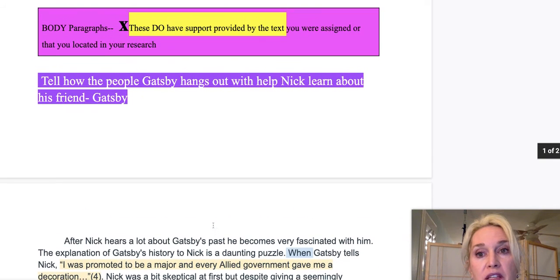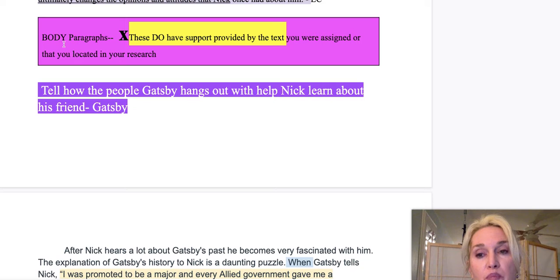If you look at this paragraph, it says body paragraphs. Okay, there's the X. I'm looking for the yellow. These do have to have support provided by text. Whereas your introductory paragraph had no text evidence, your body paragraphs do. At least 3 pieces of text evidence per body paragraph. At least 3 per body paragraph. That means you've got a lot of thinking going on that needs some support.